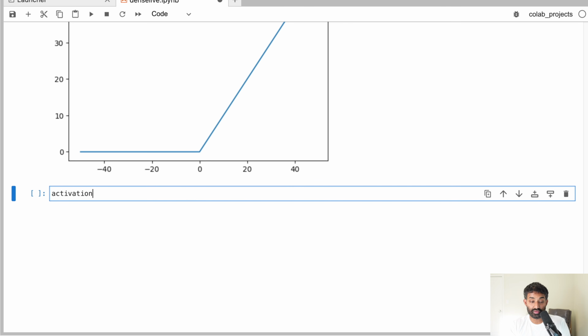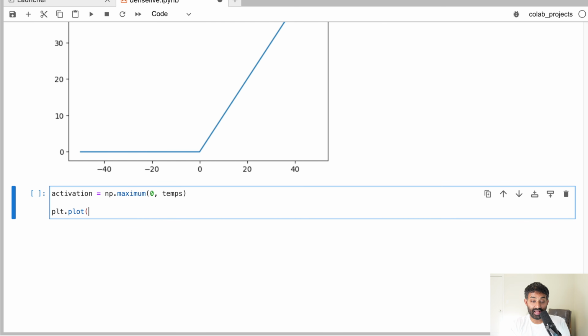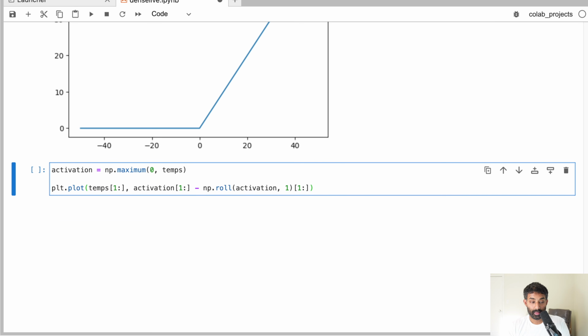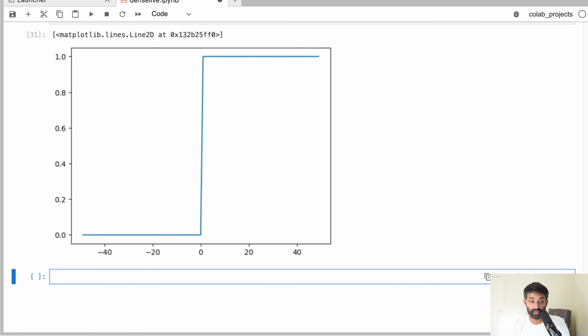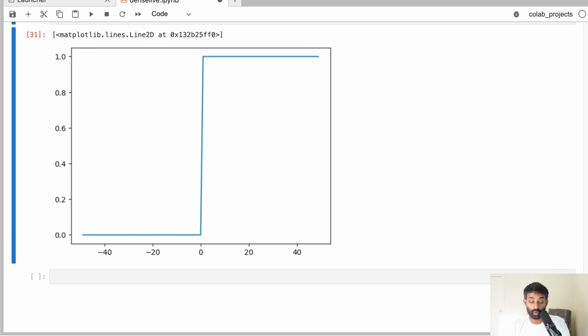So to show you what that looks like, let's first run an activation function over our temperatures. And then what we'll do is plot the derivative of the temperatures. So we'll take each temperature and subtract the previous temperature. And the NumPy roll function will just shift values in a range. So basically where -50 was, it'll put -49 and so on. So you can actually subtract the values from each other. So you can see the derivative of the ReLU function here. It's either 1 or 0.